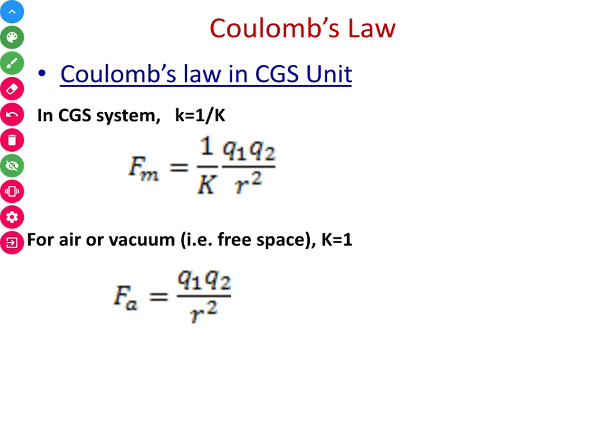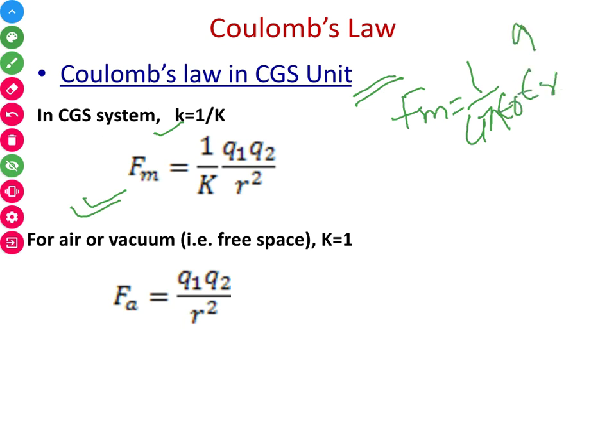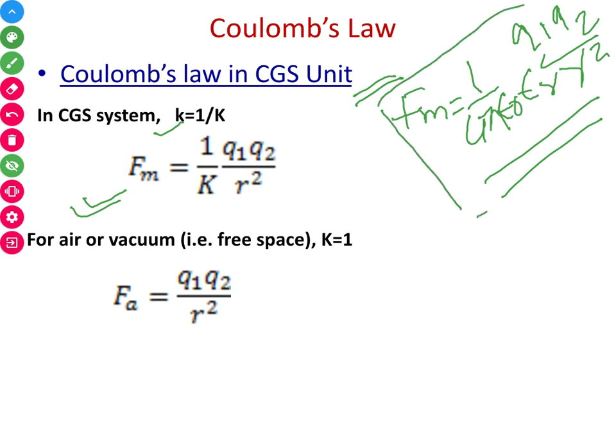Now Coulomb's law in CGS unit. In CGS unit, the value of small k is equal to 1 upon capital K, and if we put that over here, Fm becomes as follows. Earlier we have seen that Fm is equal to 1 upon 4 pi epsilon naught epsilon r into q1 q2 upon r square. Now this is the expression in case of SI unit. In CGS unit, the Coulomb's constant is replaced by 1 upon K.